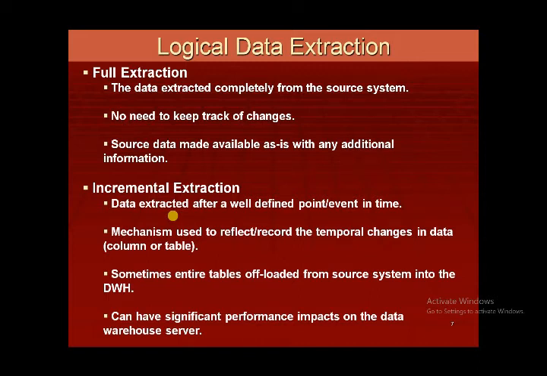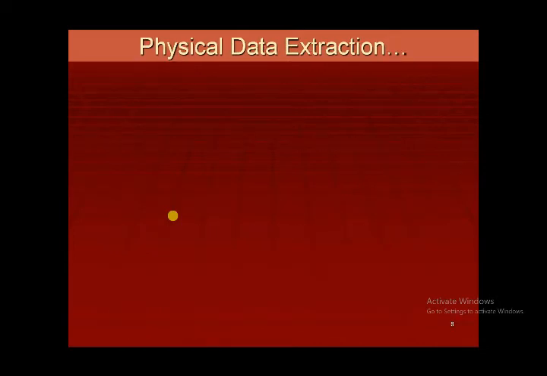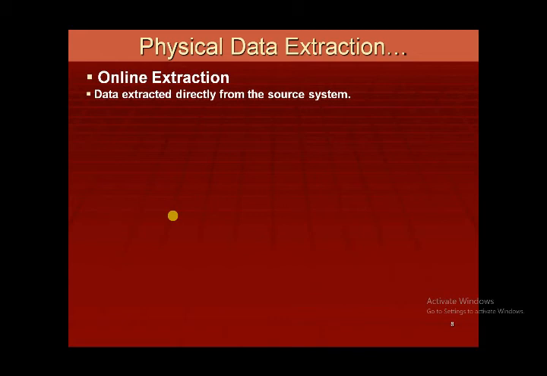So let's see what physical extraction is. These are the logical things we have discussed, which type of strategies the data warehouse will apply to extract the data. Now this is a physical thing, how we extract data from source systems. There are two types of physical data extraction.